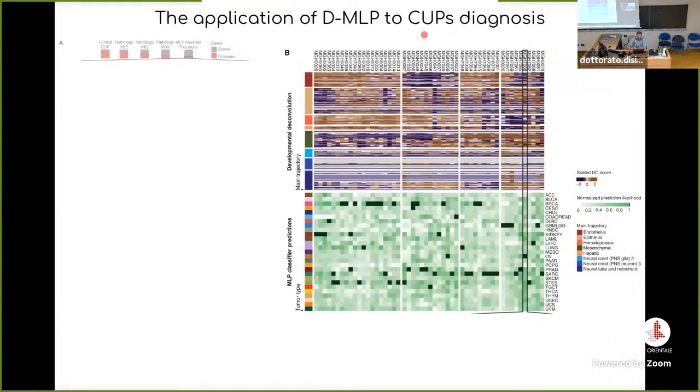So we put together a cohort of 50 different clinical COOPs that were first developmentally deconvoluted and then classified by means of the DMLP. And of course, it's very difficult to find samples that can validate the algorithm, because they are still nowadays not solved from a classification point of view.